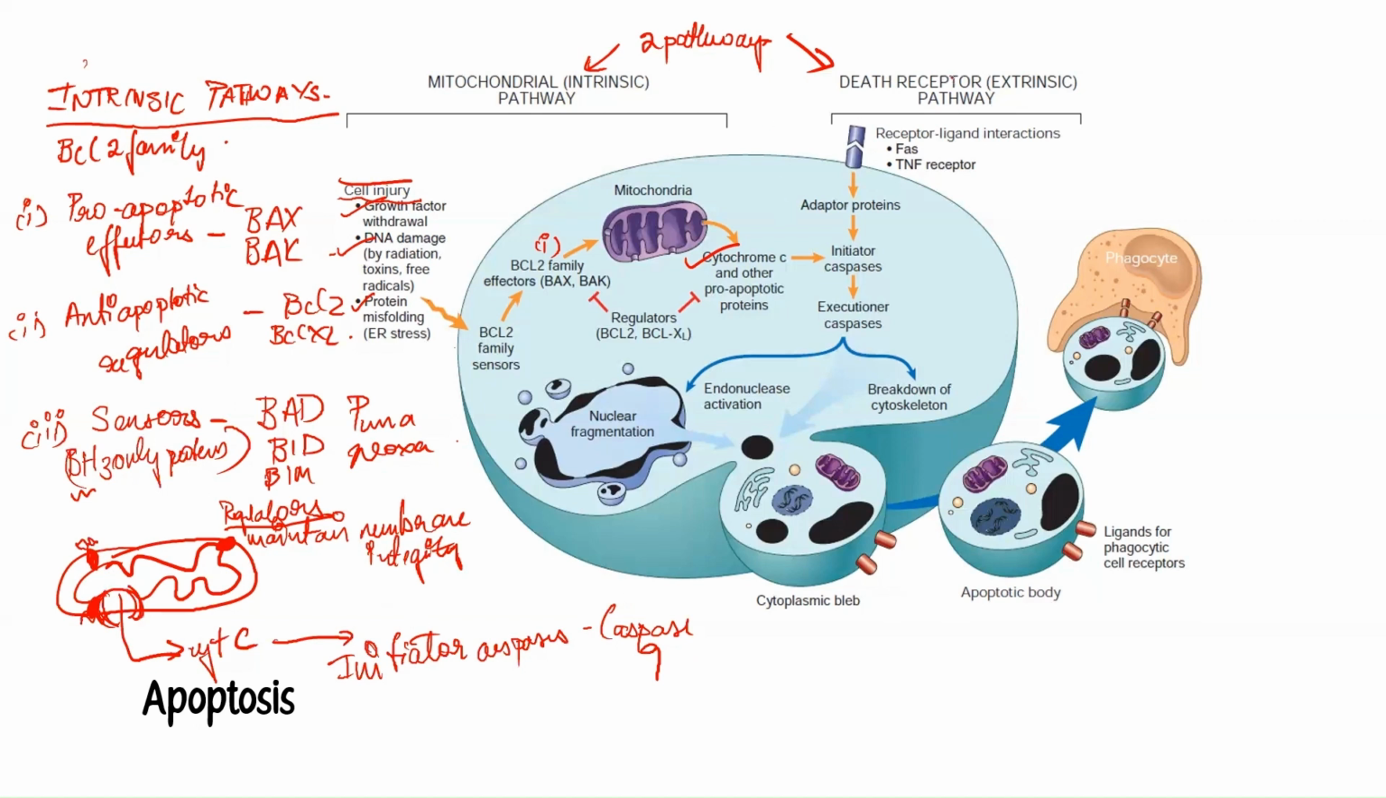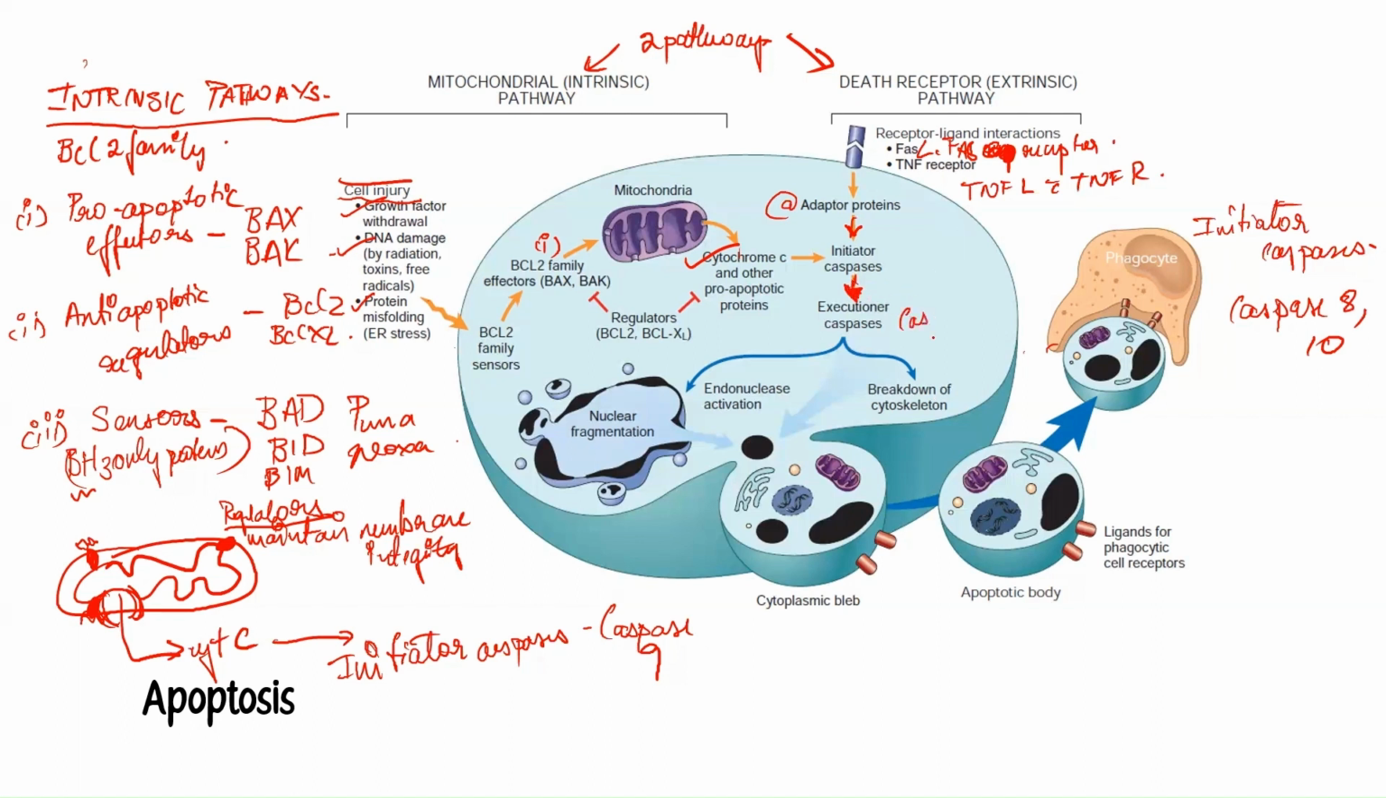Okay, next, let's see the death receptor pathway. This is either due to FAS ligand and FAS receptor interaction, or TNF ligand with TNF receptor, which further causes activation of a few adaptor proteins attached to the receptor, again causing activation of initiator caspases. But in the extrinsic pathway, the initiator caspases are different from the intrinsic pathway. These are caspase 8 and 10, both of which activate executioner caspases. From here, the pathway is common.